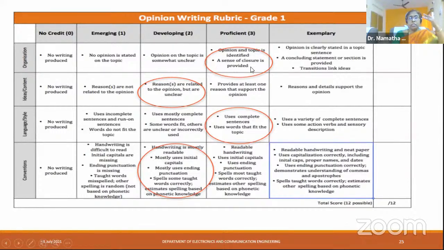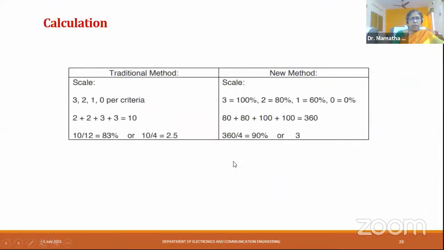If the student is proficient in 2 of the things, he gets these marks, and if the student is at the developing level, he gets 2 marks for this. And you can evaluate like how I told. In the traditional method, he or she gets 83%. In the new method, he or she gets 90%. So that's a way you can convert a qualitative assessment into a quantitative assessment.